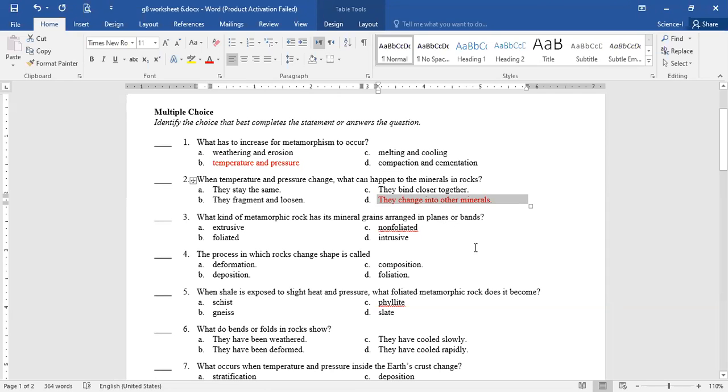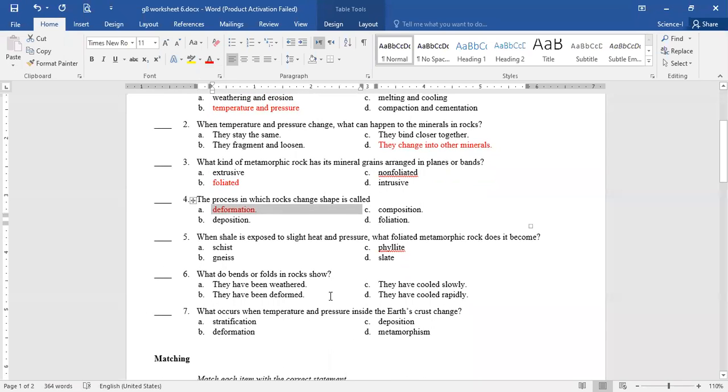Okay, yes, Hannah Durham. B, foliated. Good. Then question 4: the process in which rocks change shape is called what? Once the rocks change shape, we call this. Yasmin Gouda. Deformation. Good.